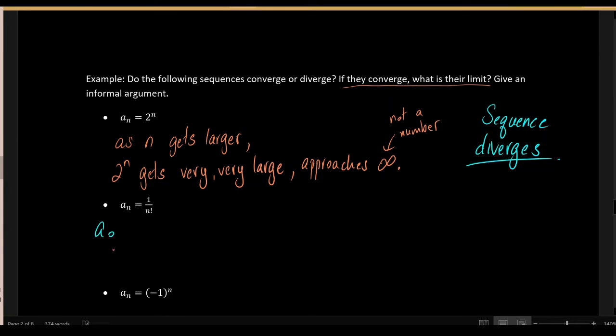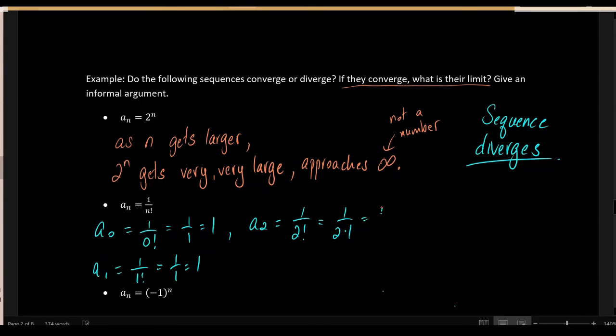A sub 0, for example, is equal to 1 over 0 factorial. And by convention, by agreement, 0 factorial is equal to 1. So a sub 0 is equal to 1. A sub 1 is equal to 1 over 1 factorial. 1 factorial is just 1. So a sub 1 is equal to 1. No change so far. But let's do a sub 2. A sub 2 is equal to 1 over 2 factorial. 2 factorial is equal to 2, so that's 1/2.